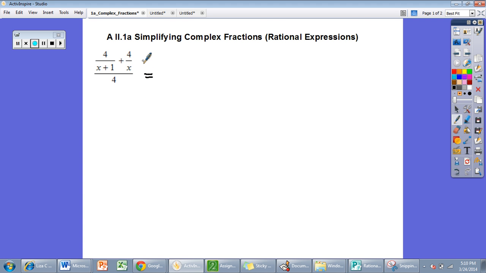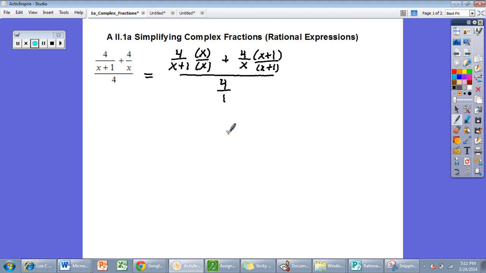So in order to add these two fractions that we have on the top, we need a like denominator. So in order to do that, we have to multiply our first fraction here by x over x, and that's going to give us our common denominator. And we have to multiply our second fraction by x plus 1 over x plus 1. And like I said, our bottom's ready to go. You might want to think about this bottom as being 4 over 1. It's just going to help you out in the long run for when you're ready to multiply by the reciprocal.